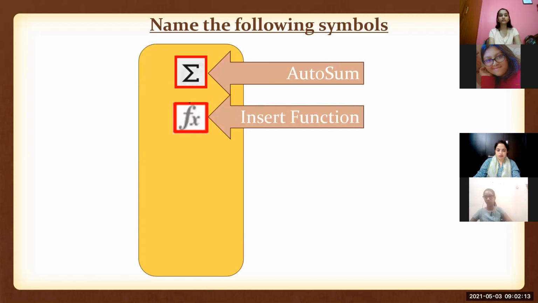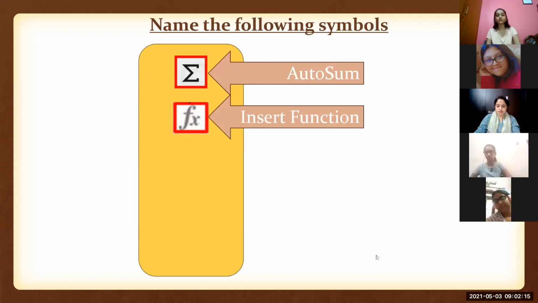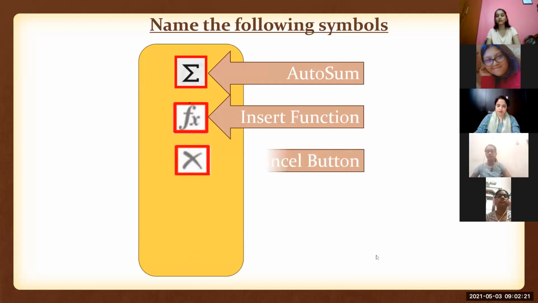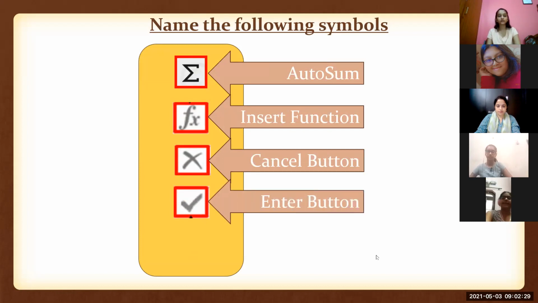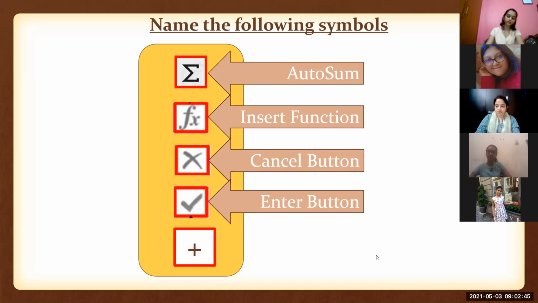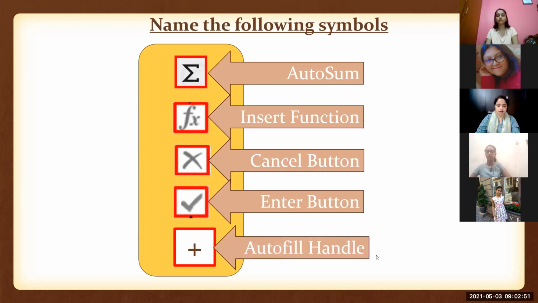Okay, next one is Cancel button. Correct. Next one, Enter button. Okay. And the last one, Autofill handle. Correct. When we place our mouse pointer on the bottom right corner to drag it so that we can copy the values or the formula, this handle will appear. When we place our pointer at the bottom right corner, this is called autofill handle.